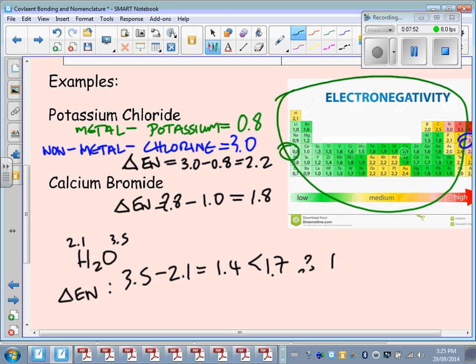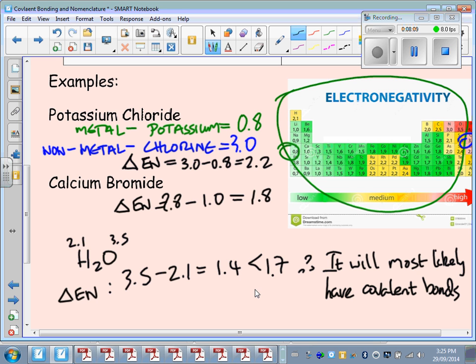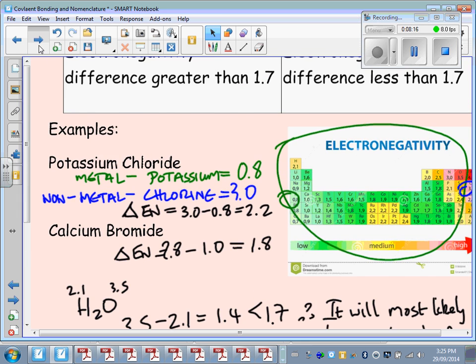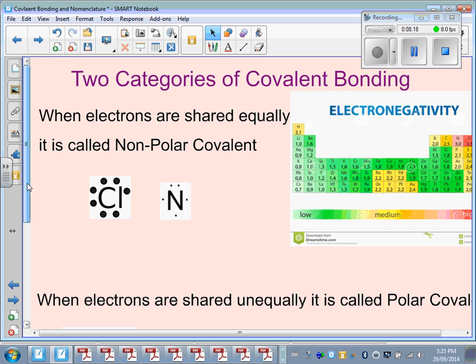Therefore, it will most likely have covalent bonds, non-ionic, because the electronegativity difference is much smaller. So that's 2 different ways that we would know. There are 2 categories of covalent bonding, and again we look at the electronegativity for that.